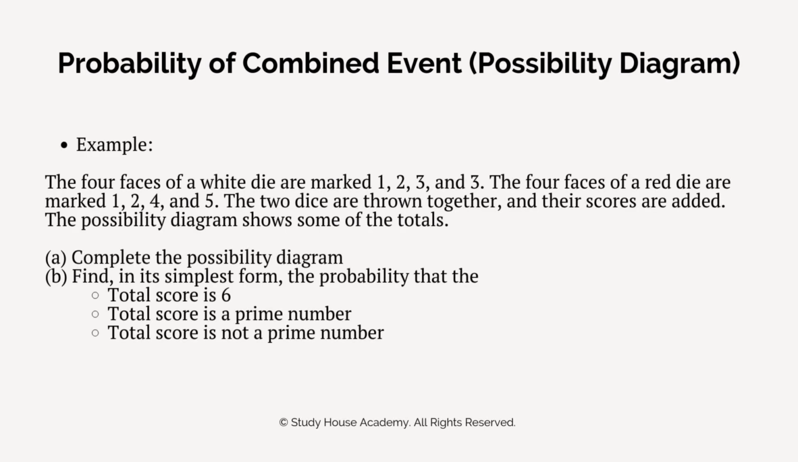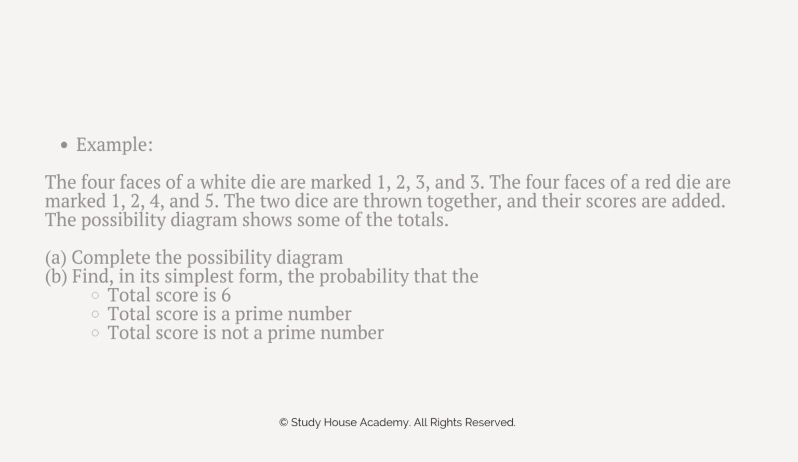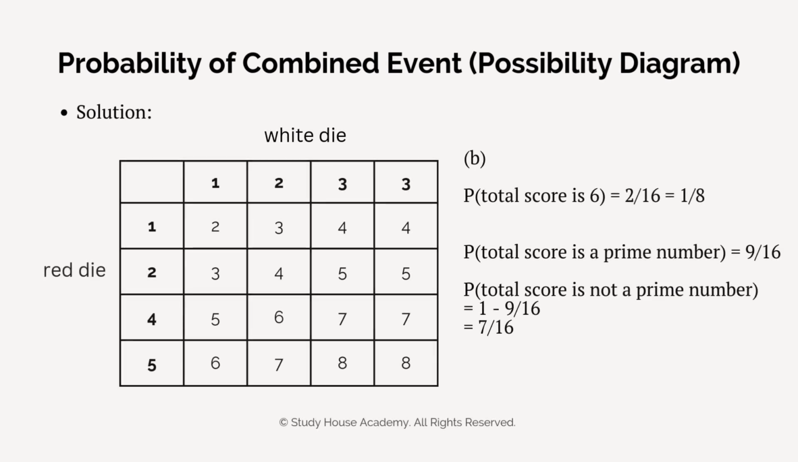Imagine we throw 2 dice, one white, one red. The white die has faces marked 1, 2, 3, and 3, and the red die has 1, 2, 4, and 5. By mapping out all outcomes using a possibility diagram, we can see that only 2 outcomes give us a total of 6, making the probability 2 out of 16, or simplified to 1/8.